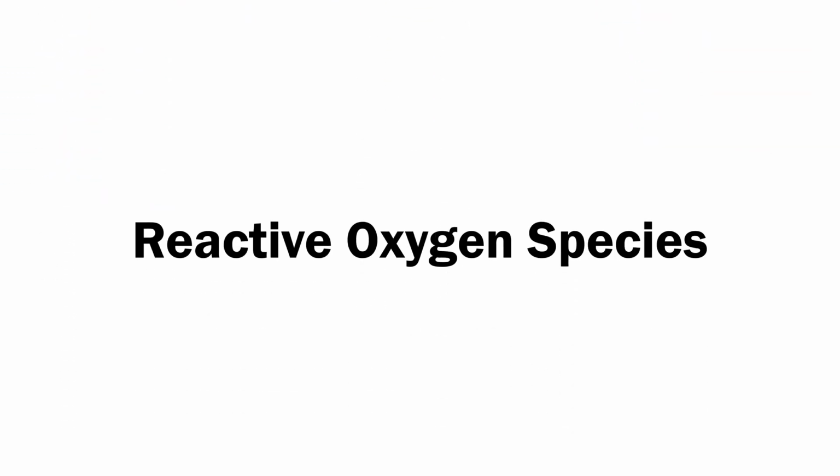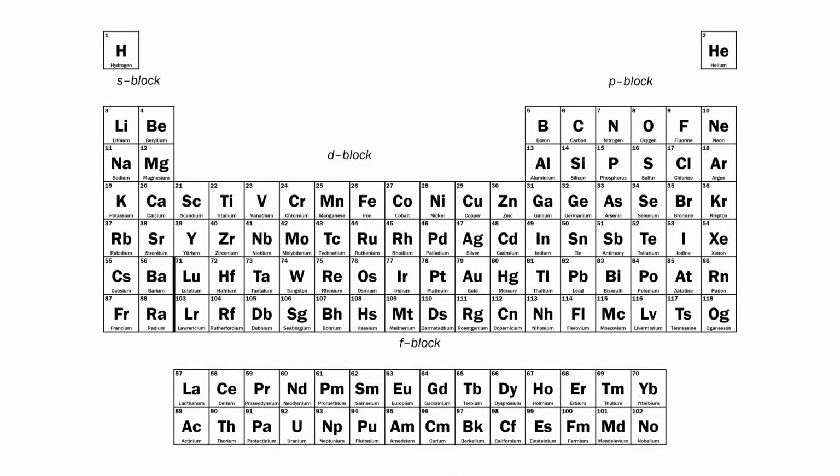But how does sunlight oxidize something? We need to talk about reactive oxygen species. To start, I'm going to skim over some basic chemistry as it will be important. Let's look back at the periodic table.